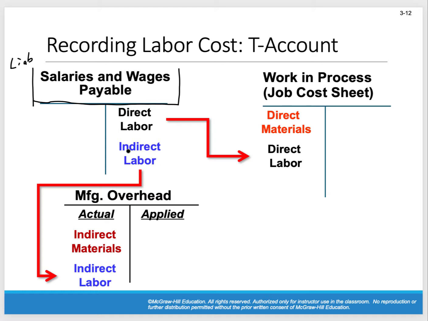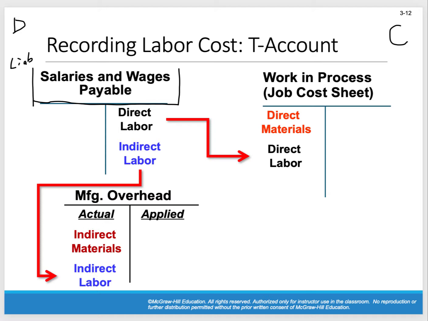All the indirect labor, that's our supervisor salaries, people that don't touch the product, that have something to do with making it, but they're not touch labor. We need to decrease our salaries and wages payable with a credit, because remember, left side's the debit side, right side's the credit side. So those indirect costs leave salaries and wages payable on the credit side, and we debit manufacturing overhead for the actual indirect labor costs that we incur.